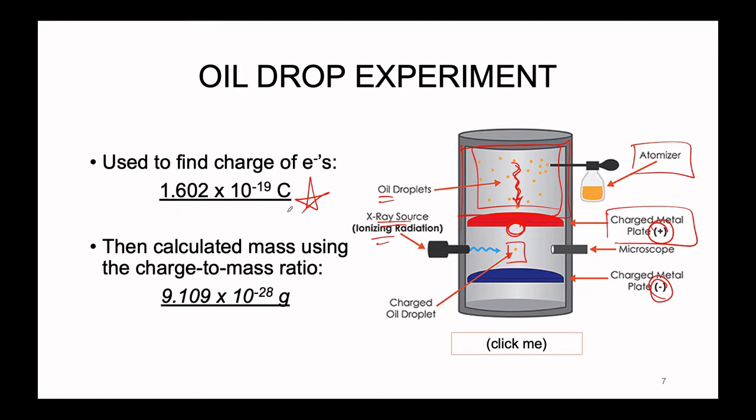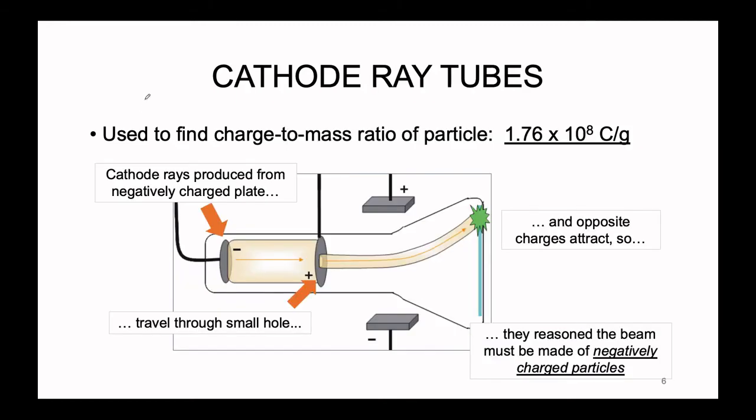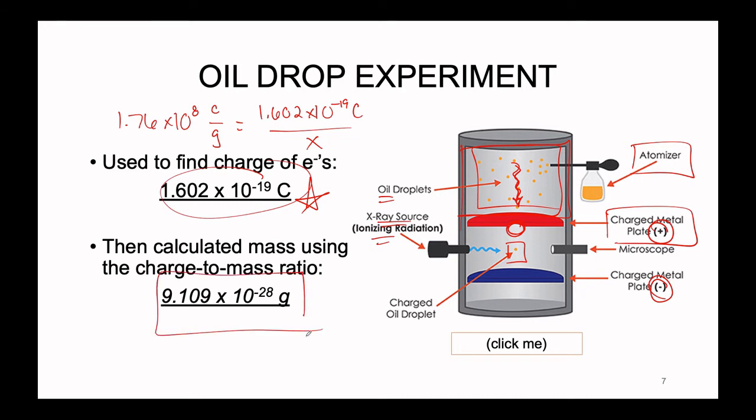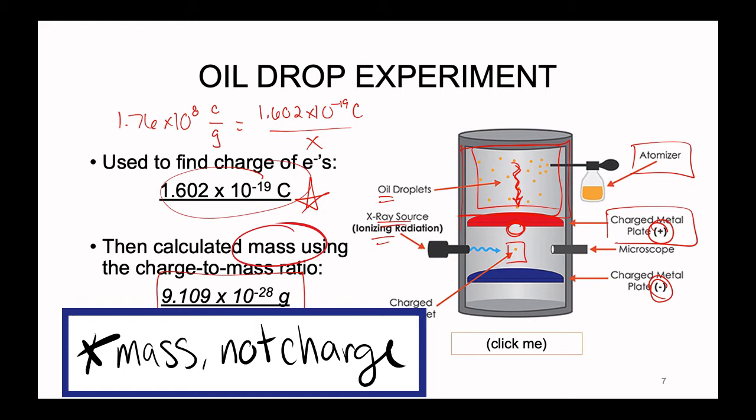So if we take this charge that he found and combine it mathematically with the charge to mass ratio from the previous slide, which was 1.76 times 10 to the 8th coulombs per gram, 1.76 times 10 to the 8th coulombs per gram is equal to this charge that he just found, 1.602 times 10 to the negative 19th coulombs, divided by x. Solve for x, and we can figure out what the mass of this very tiny particle is. And in doing so, the mass of this very tiny particle that comprised the beta ray was found. The mass is equal to 9.109 times 10 to the negative 28th grams.